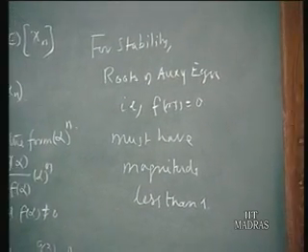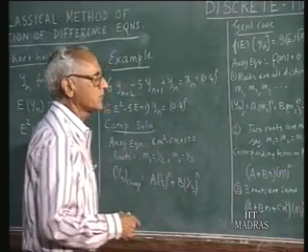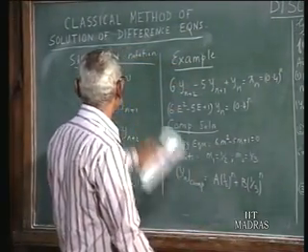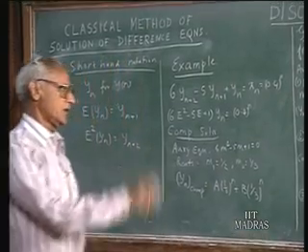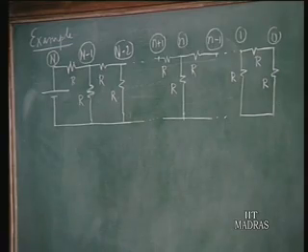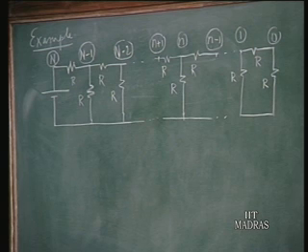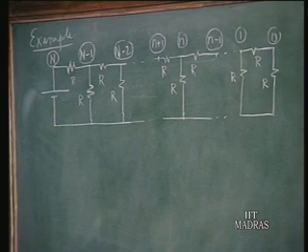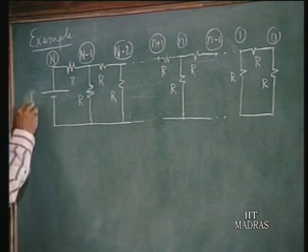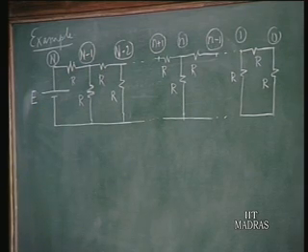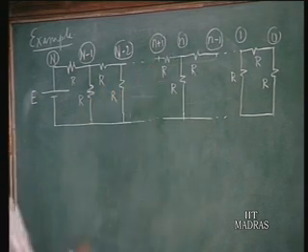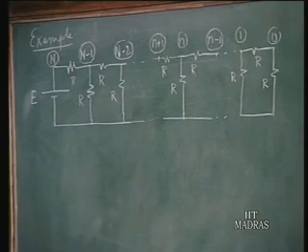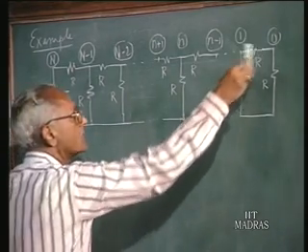So with this background, let me quickly work out an example of the application of the classical technique for solution of difference equations to a particular problem. Let us consider this network, which is in the form of a ladder network, where all resistances are equal to R, all are identical resistors, and you have a source here of E volts driving this ladder network. We are interested in finding the voltage at the nth node as a function of n. So let us number the nodes starting from the right: 0, 1, 2, 3, etc.